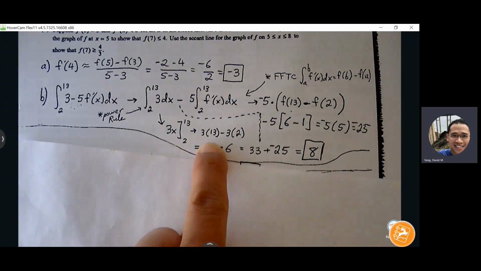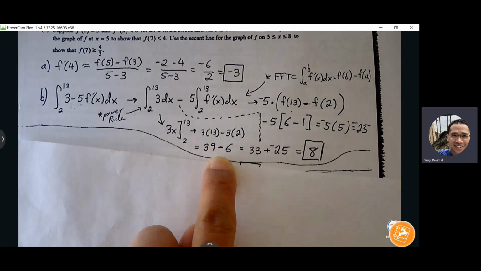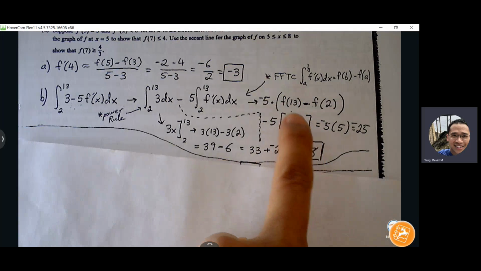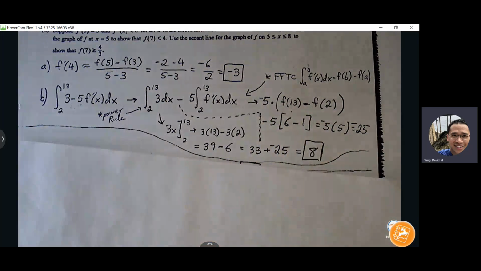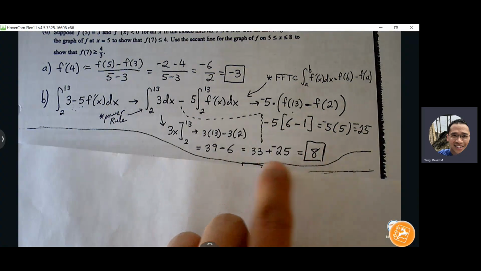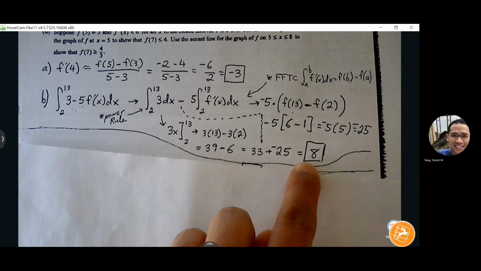Okay, so 3 times 13 is 39. 39 minus 6 is 33. And then on the function side, we know f of 13 minus f of 2. We can pull that value from the table of values. We get 6 minus 1. Don't forget about the negative 5. Negative 5 times 5 is negative 25. 33 minus 25 is 8.